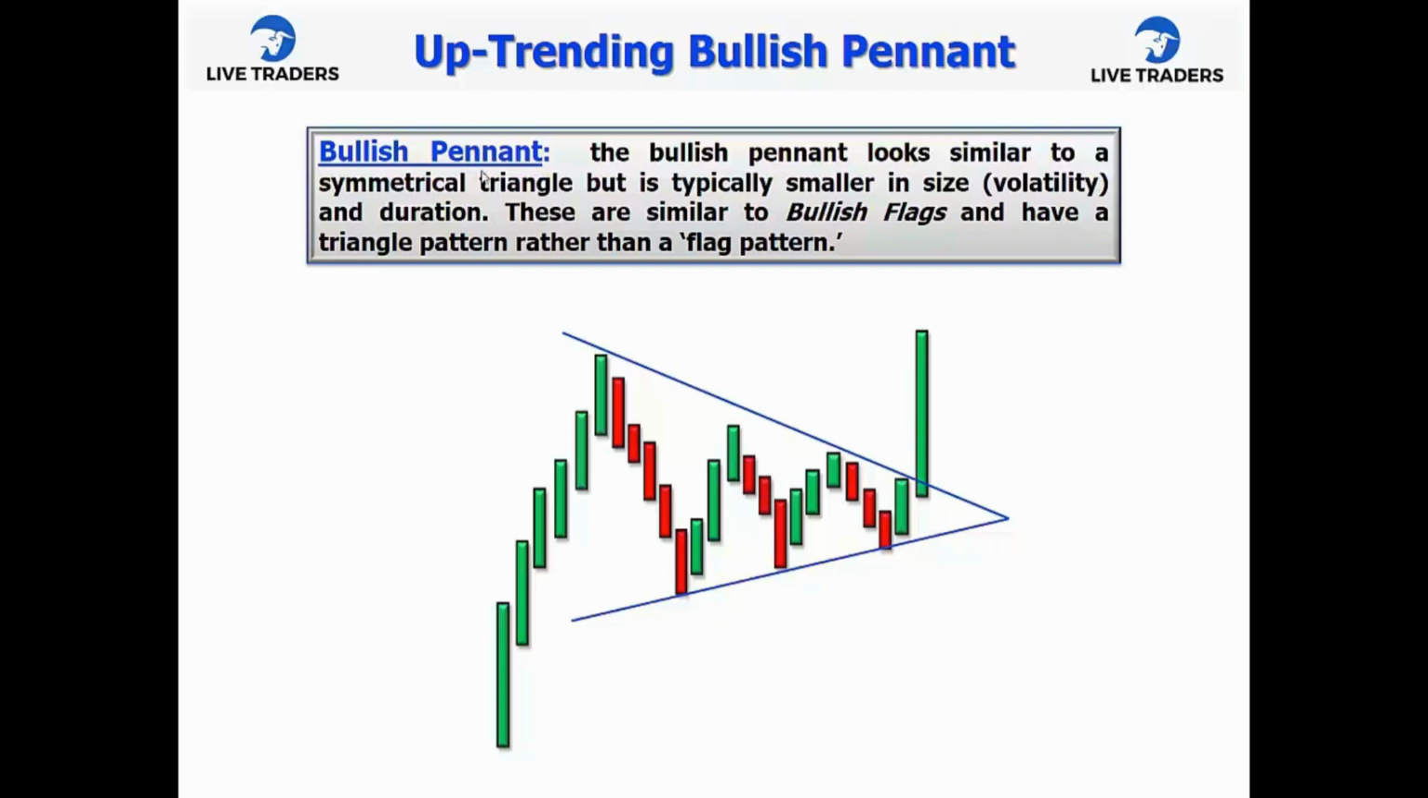This looks similar to a symmetrical triangle, but it's typically much smaller in size and duration. Symmetrical wedges might form over a series of days, weeks, and months, whereas this one might be relatively shorter in duration. It's also known as a bullish flag pattern, but rather than a flag, it's got a pennant. So this becomes our flag pole, and this becomes our flag. You're going to look to buy when this pattern breaks to the upside. When this trend line breaks, you're going to place your stop loss here and look for higher highs.